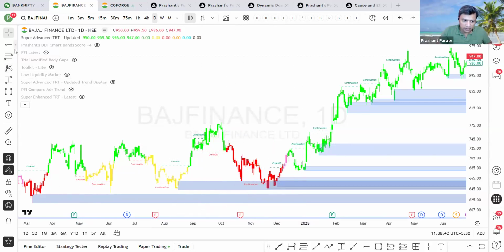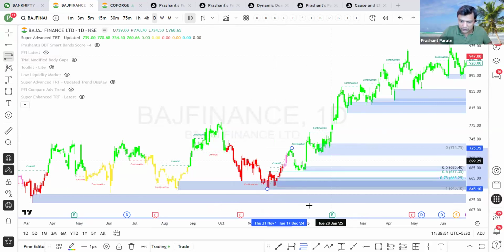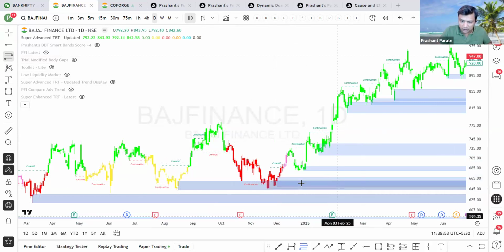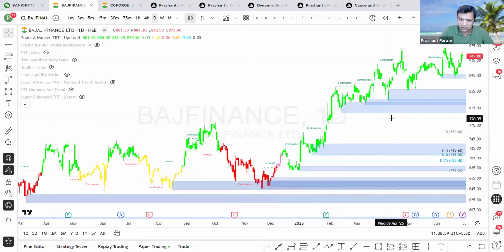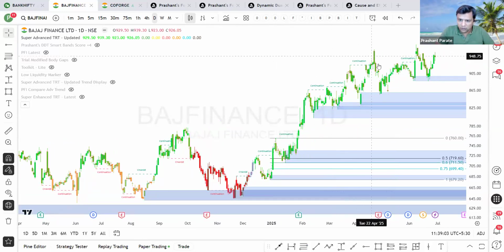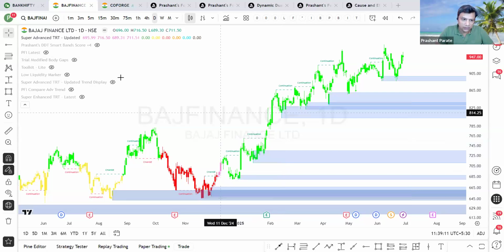Next entry happens here. There is a change and start at the same level. 50 to 60% retracement happened here. From here again, 50 to 60% retracement happened again, and then it went up. One more retracement, one more retracement, one more retracement. So it has given multiple retracement opportunities to buy based on TRT, and it is already in a mature uptrend.